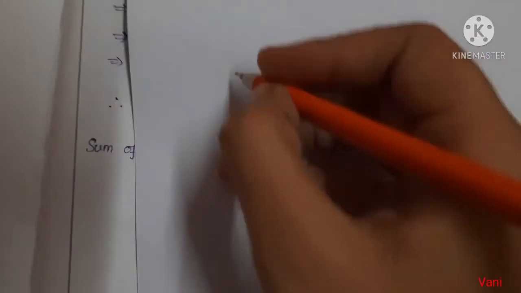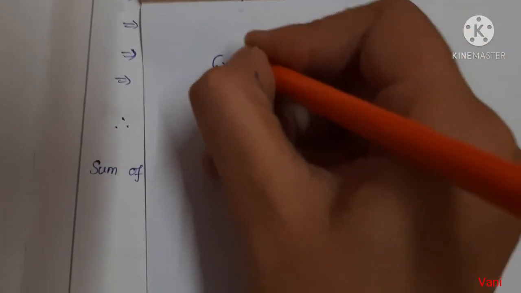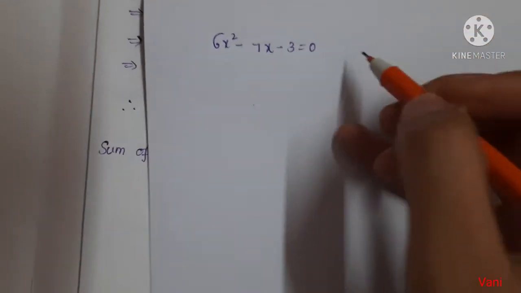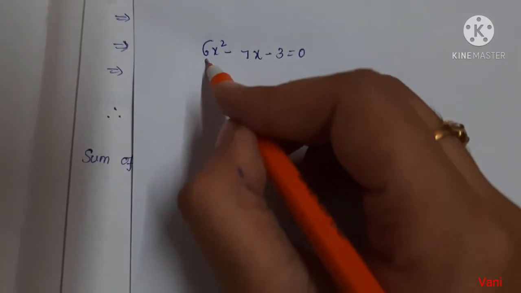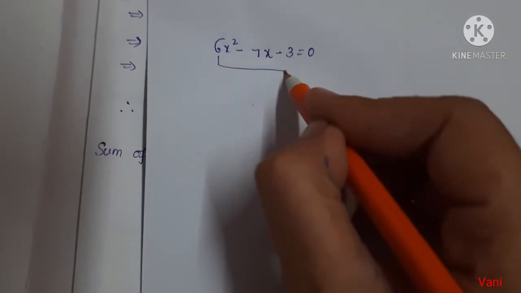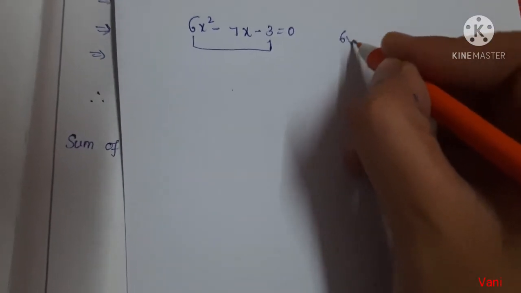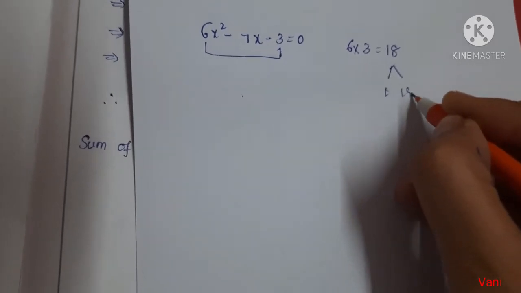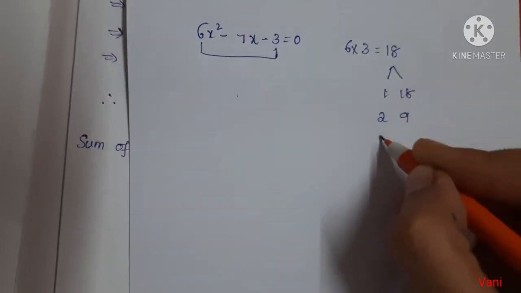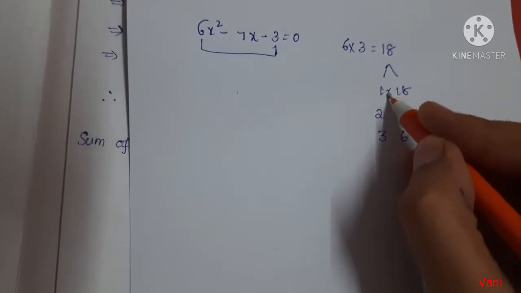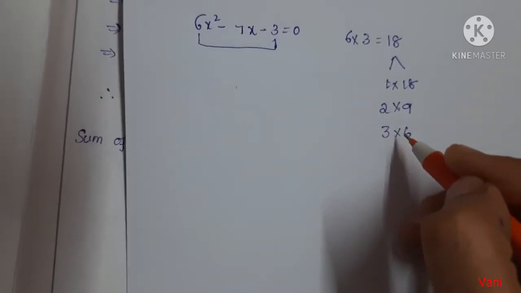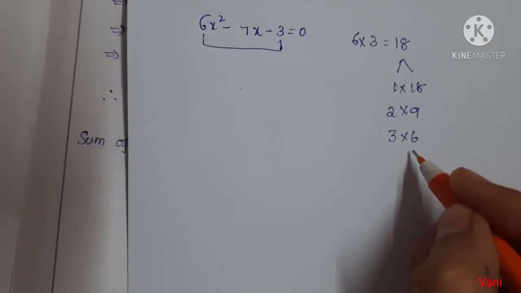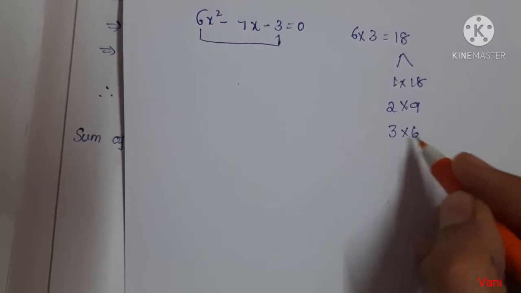How to find the factors for this polynomial? Look here. The polynomial is 6x square minus 7x minus 3 is equal to 0. To find the factors, the highest degree coefficient is 6 and the constant term is 3. Multiply both: 6 into 3 is equal to 18. Now write the factors of 18: 1 into 18, 2 into 9, 3 into 6. In the 4 table 18 is not divisible, in the 5 table also not divisible, and again in the 6 table, 6 threes, so it will be a repetition.